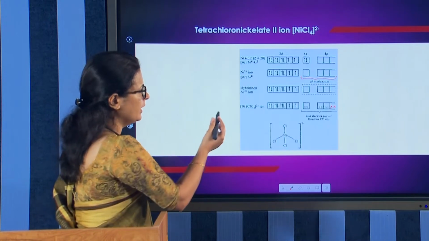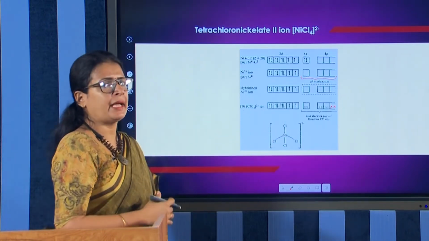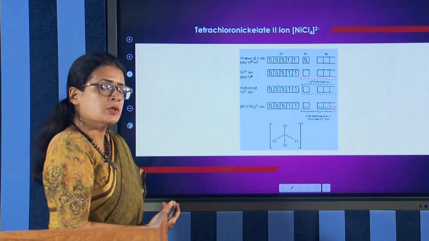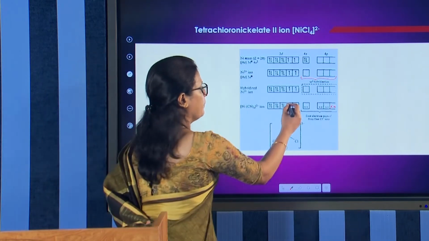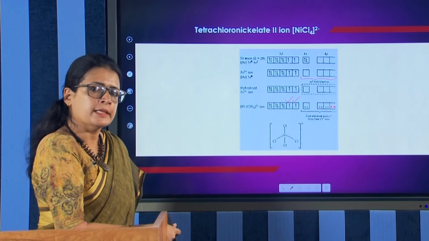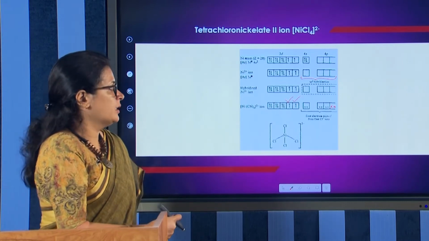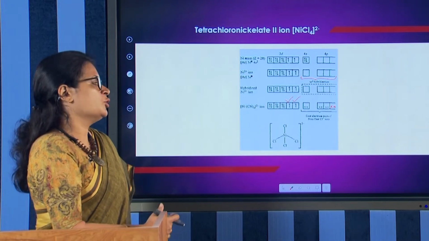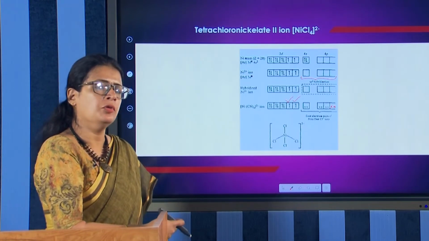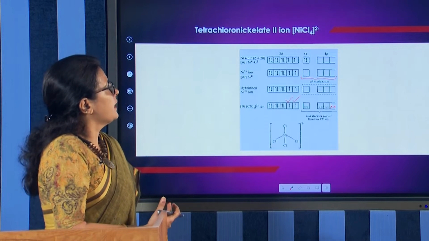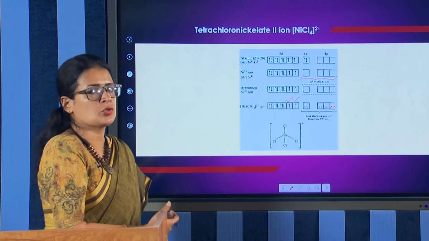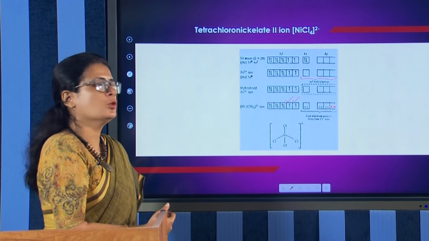And now, let us have a look at the paramagnetic nature. What is the magnetic property of the complex? If we see the complex, you can see how many unpaired electrons are there. There are 2 unpaired electrons. Then we can say that the complex is paramagnetic in nature, and the magnetic moment, for 2 unpaired electrons, will be 2.8 something Bohr magneton. And this is the case of the tetrachloronickelate ion. This is the way the valence bond theory explains the structure of NiCl4 2-.